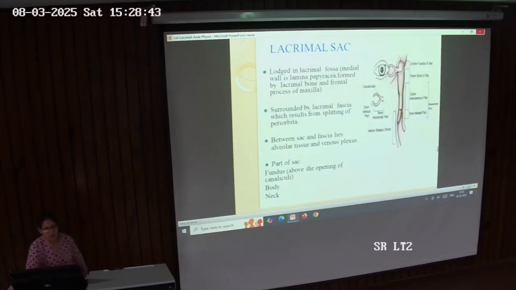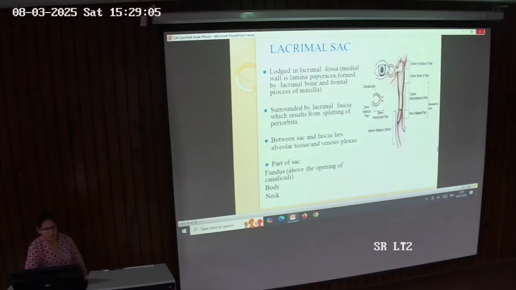Now lacrimal sac, which is located in the lacrimal fossa, and the medial wall is formed by the lamina papyracea, lacrimal bone and frontal process of maxilla. It is surrounded by the lacrimal fascia, which results from splitting of the periorbita. Between the lacrimal sac and lacrimal fascia, there is areolar tissue and venous structures are present.